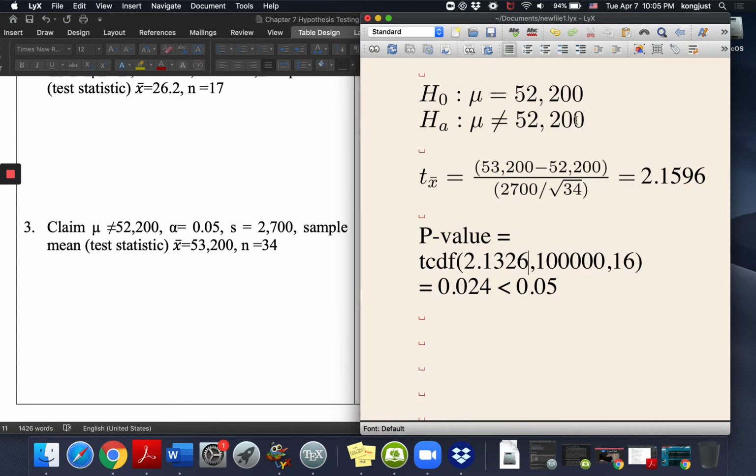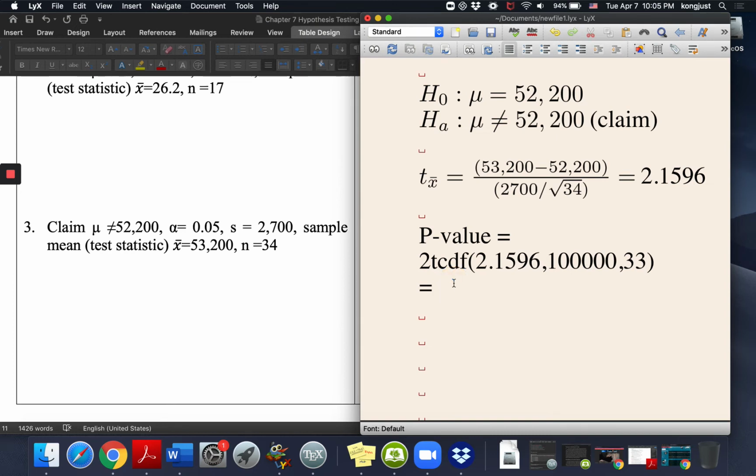Because H alternative is not equal. By the way, that was the claim, so I'd like to make a note of that. Claim 1 is not equal, so the p-value is going to be 2 times one of the sides. And since I have the positive value, I'm going to work to the right. 2.1596, comma 10,000, comma, and then the degrees of freedom, which is 33 this time. 34 is n, 1 less is 33.